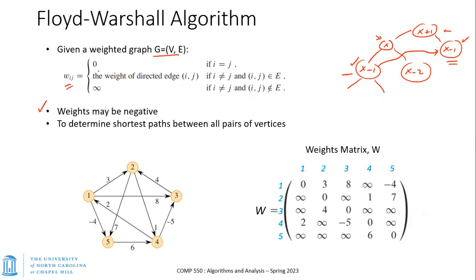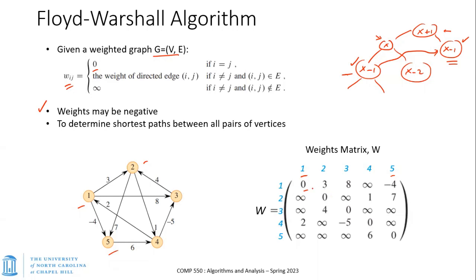Okay, and we're going to define the weights as 0, obviously, when you're going from yourself to yourself. So this is the weights matrix, which has all the vertices on both the columns and rows. So this is going from 1 through 5, 1 through 5. These are the 5 vertices. And you have the following weights.